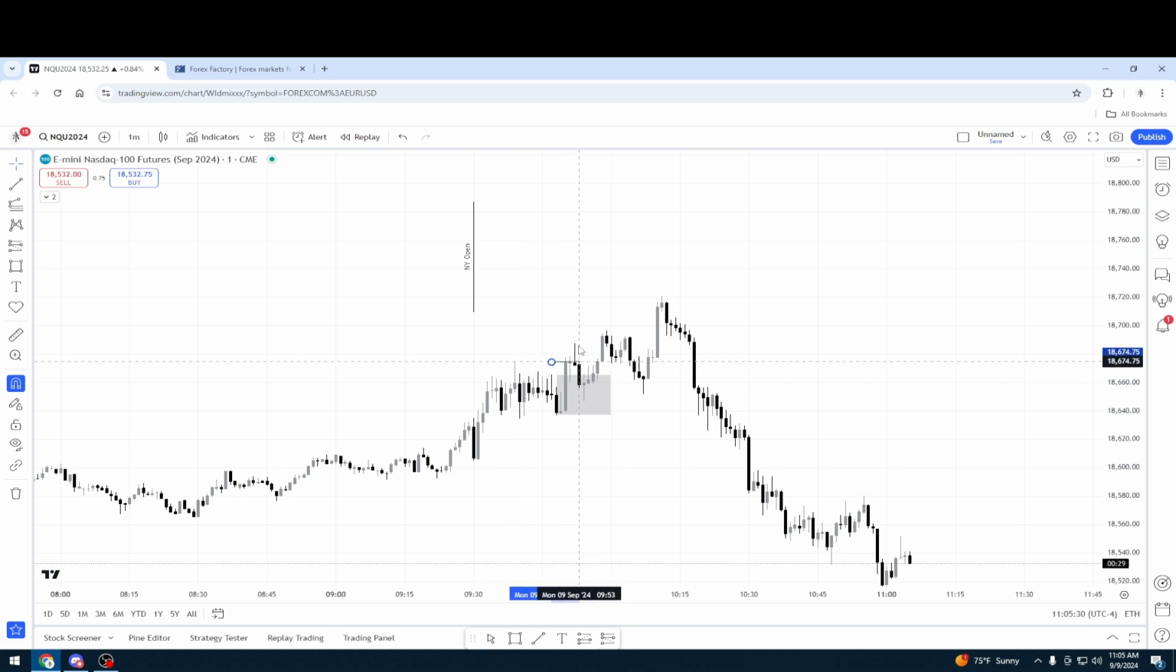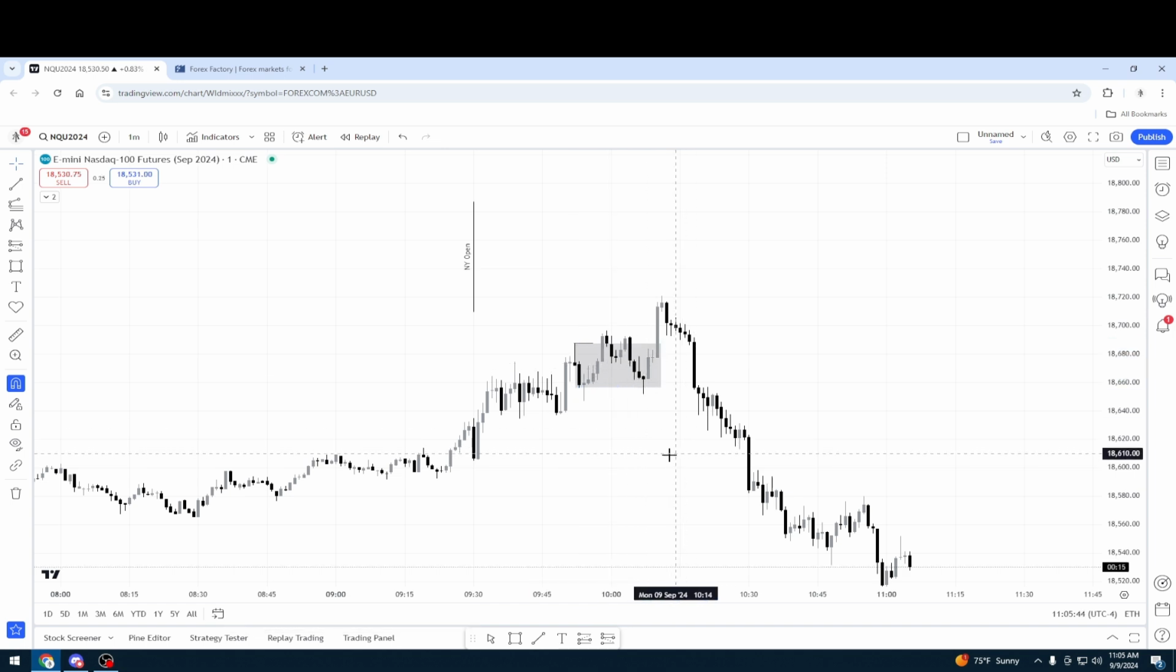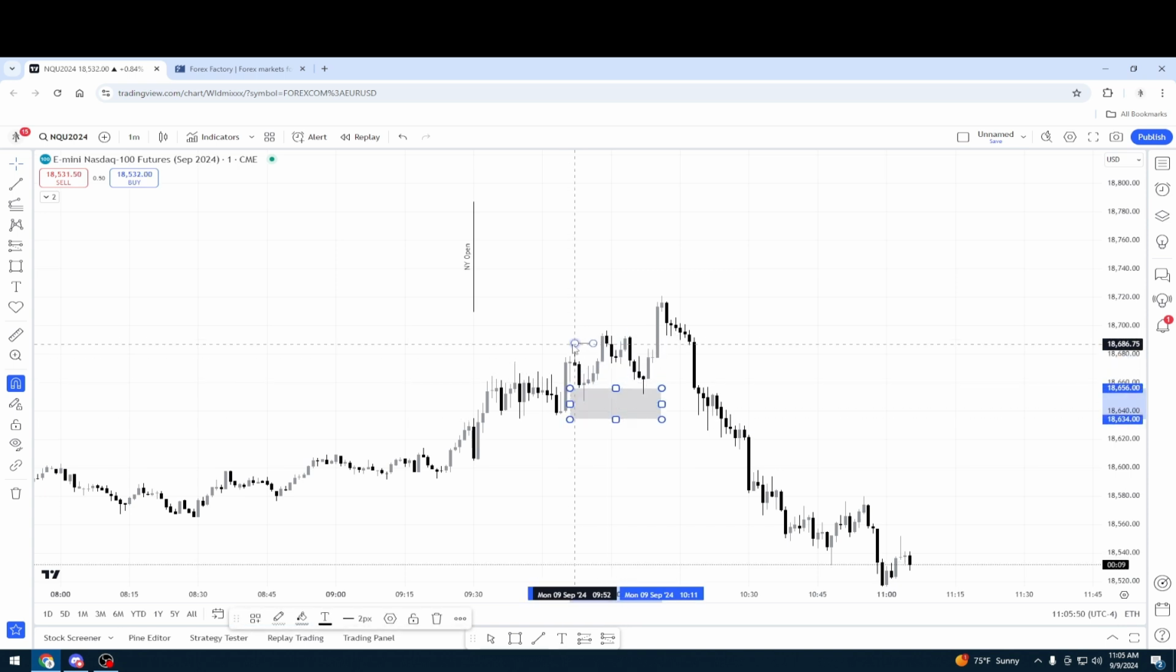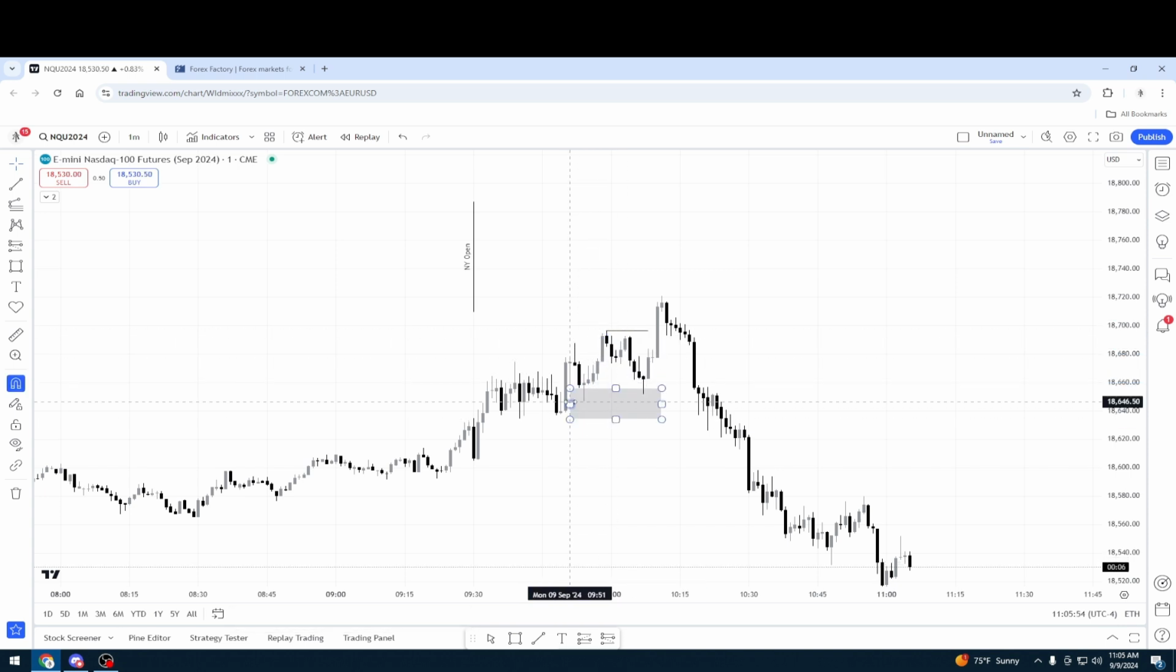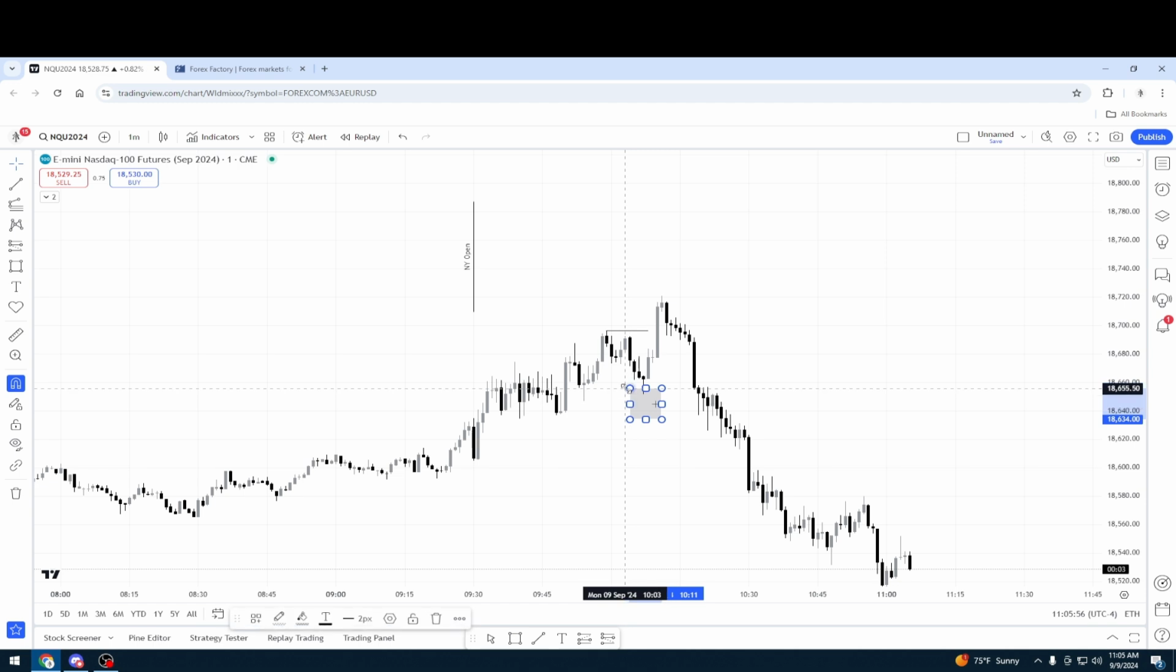Then price decided to create another stop hunt because price ran above a new swing high. Therefore, we would have a new bearish breaker. You can see once again that price fails to displace through the bearish breaker. Instead, it decides to go and run above another swing high. Once it runs above another swing high, we would have a new bearish breaker.